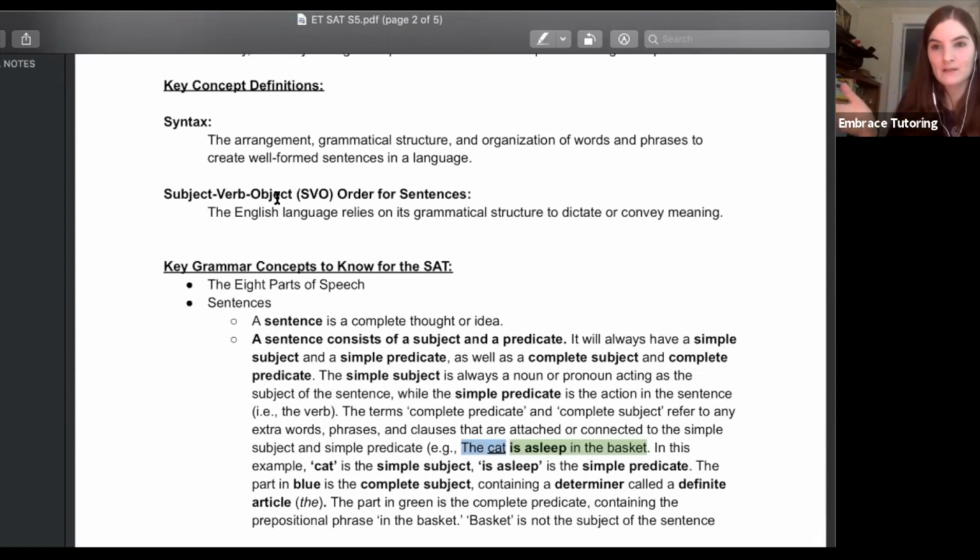What is a sentence? Does anyone know what a sentence actually is? Please put it in the chat if you do. I'll give you about a minute to think about it. Arrangement of words. That's a good guess. It's a little bit more than that. Any other thoughts?